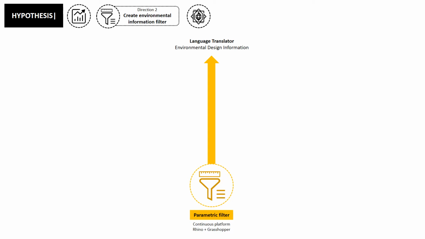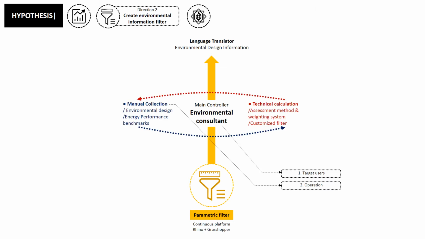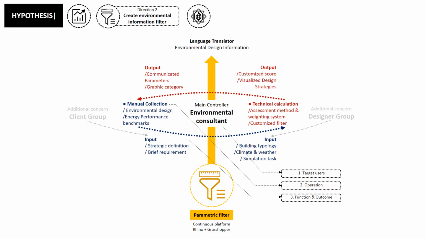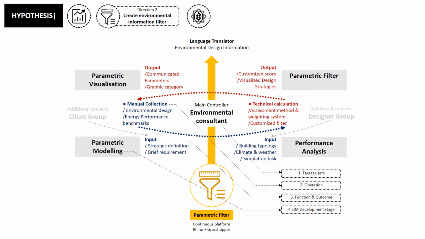There are 4 points in the figure. Firstly, it shows the target user will be an environmental consultant. Secondly, it includes 2 operation phases, which is manual benchmark collection and technical weighting calculation. Thirdly, you have to input the strategy definition and requirements. And finally, output the customized score and visualize the results. In the end, the EIM development stage has been cleared.